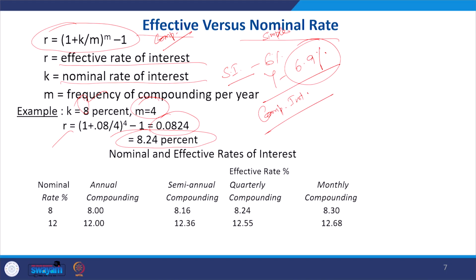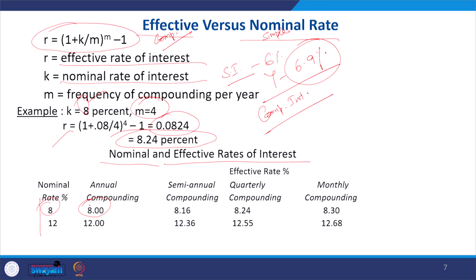So, when you want to understand the real difference between the nominal and effective rate of interest, you can understand here that, for example, the nominal percentage rate is 8%, right. If you are compounding it annually, one time in a year, no effect of compounding would be there, so it remains at 8%.